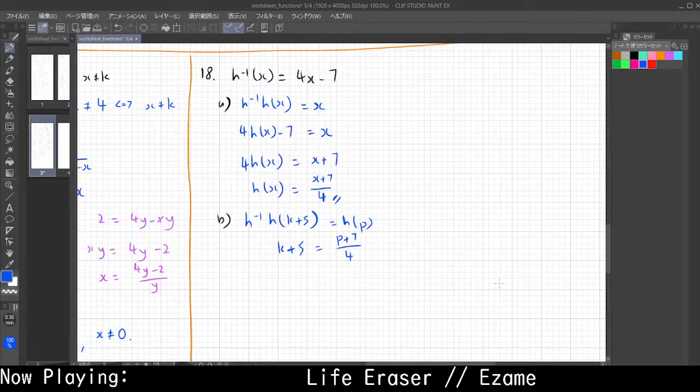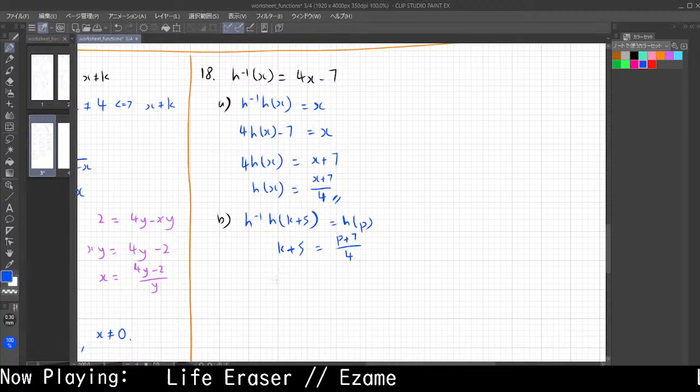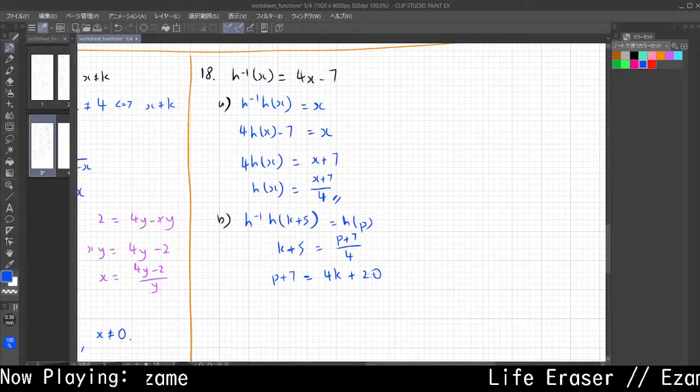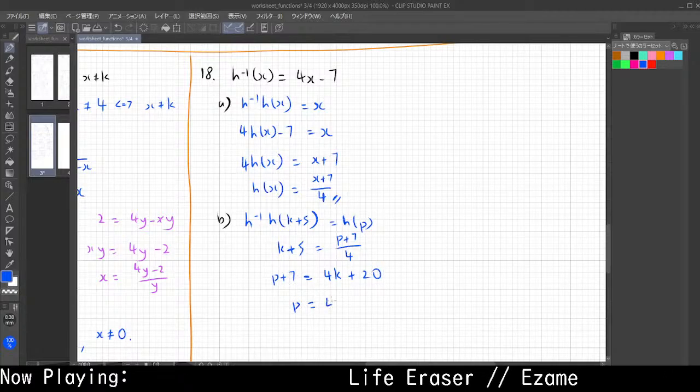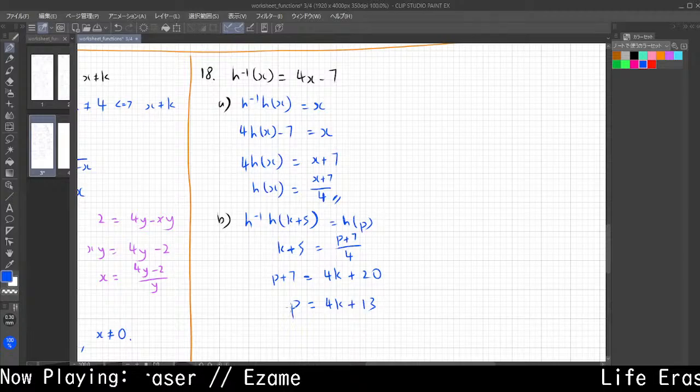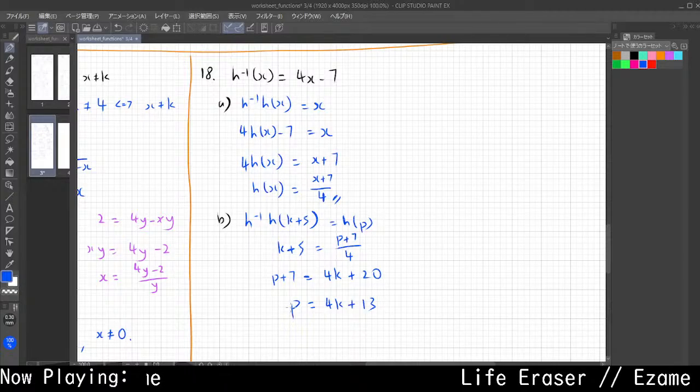Express P in terms of K. We want to isolate P out. Bring the 4 over to the other side to do multiplication. P plus 7 will be equal to 4 times K, 4K, plus 4 times 5, 20. 7 move over to the other side to isolate P. 4K plus 20 minus 7 is 13. P equals to 4K plus 13. Nothing else, this is P in terms of K. You have successfully isolated P.